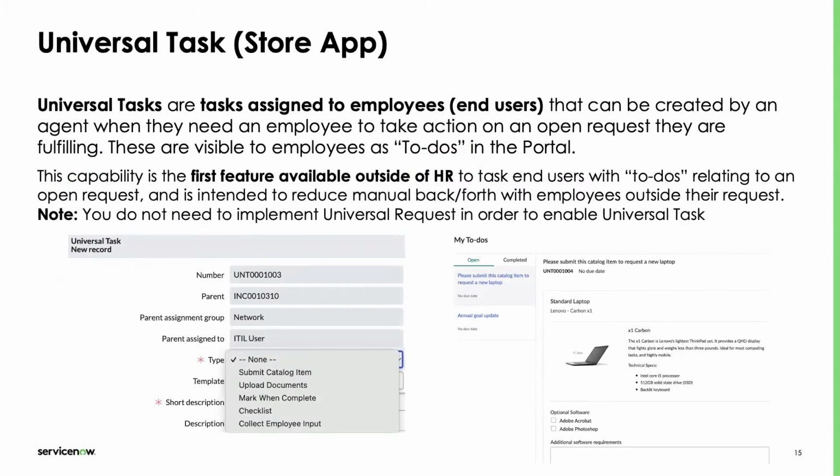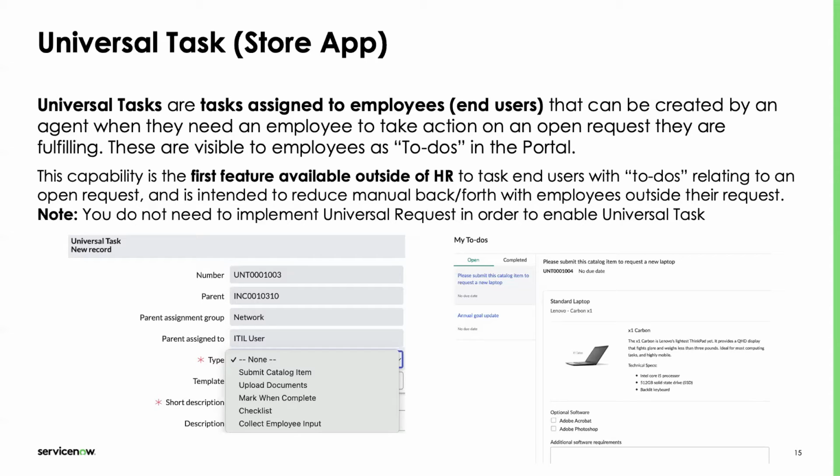Okay. Now, talking of universal request, there is a sister app, you can say, which is called Universal Task. This is a store app that we have designed. It has no direct link with UR or universal request, but you can see the task. So the name is universal task.